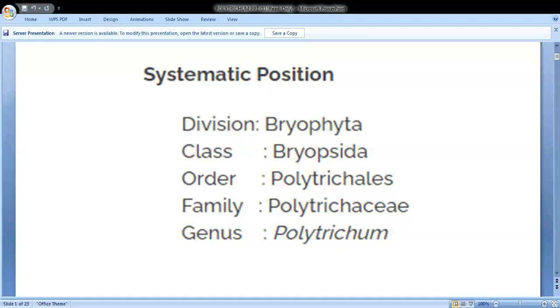Today we are going to start Bryophyta. This is the third class of Bryophyta. The advanced group of bryophytes are called mosses. Marchantia are called liverworts and Anthoceros are called hornworts. These Bryophyta members are called mosses, and the mosses are included in the class Bryopsida. The gametophyte is differentiated into rhizoid, stem, and leaf.